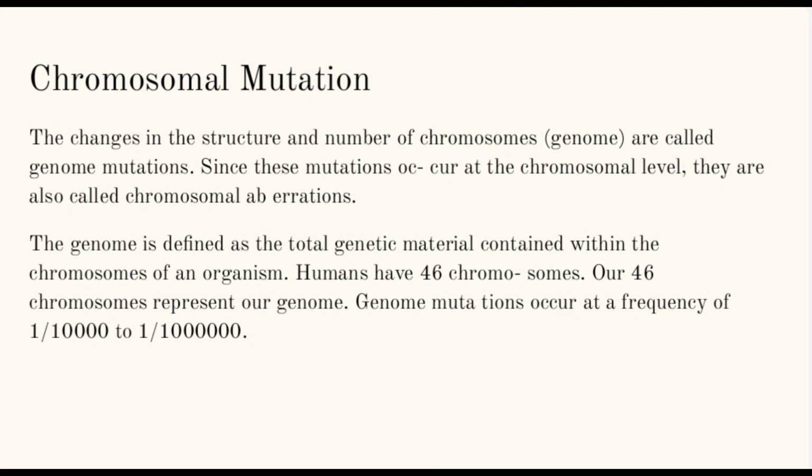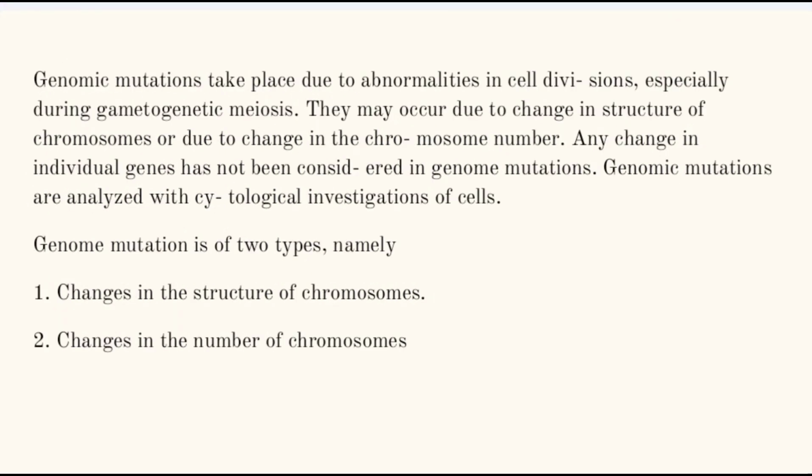The genome is defined as the total genetic material contained within the chromosomes of an organism. Humans have 46 chromosomes. Our 46 chromosomes are our genome. Genome mutations occur at a frequency of 1 by 10,000 to 1 by 10 lakh. Genomic mutations take place due to abnormalities in cell divisions, especially during gametogenetic meiosis.